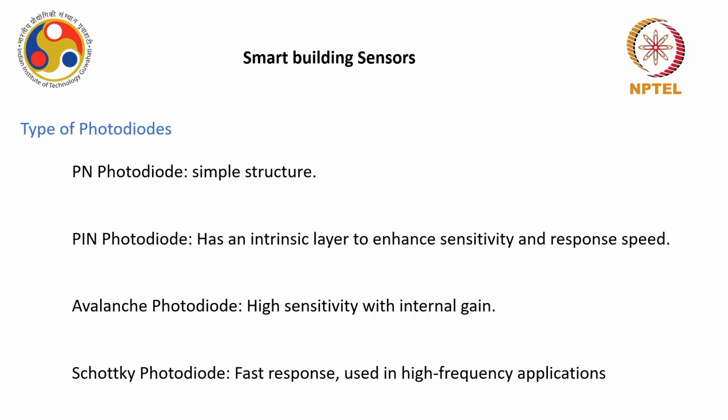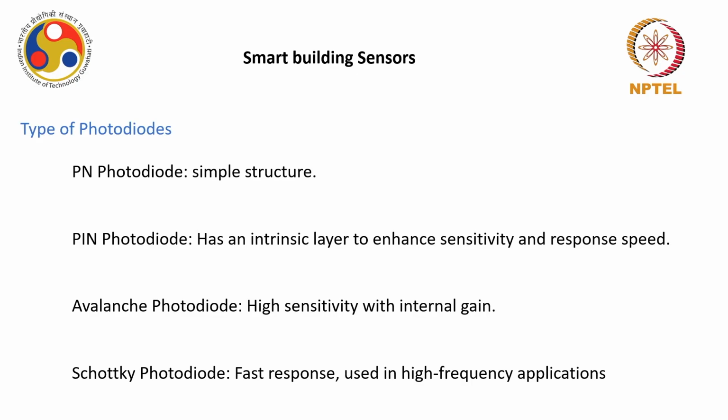There can be multiple types of photodiodes. PN, I am just giving one example. It's a simple structure, that's why it is very popular, but other kinds of photodiodes are also possible, for example a PIN photodiode. Along with a P and N junction, it has an intrinsic layer in between. So this intrinsic layer works to enhance the sensitivity and response speed of this simple PN junction photodiode.